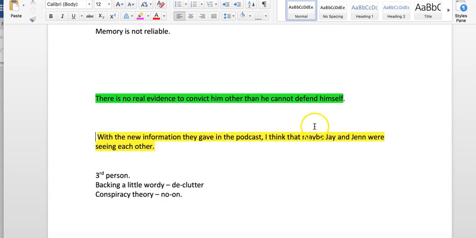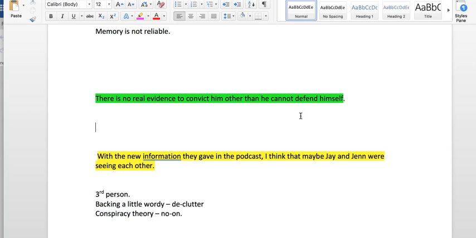Okay, so let's look at number 3 here. There's no real evidence to convict him other than he cannot defend himself. All right, again, not really specific enough. Somebody who can't defend themselves really isn't a reason why. So maybe the fact that the evidence is circumstantial.